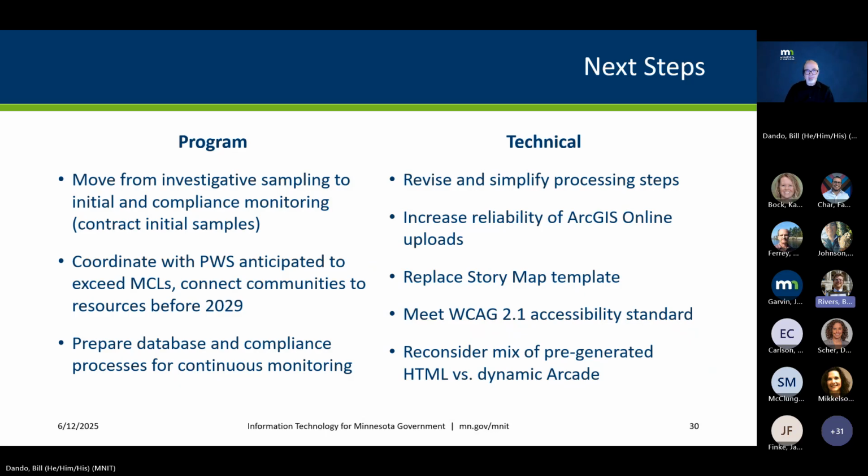Yeah, so from a program side, we're going to move from investigative sampling to initial and compliance sampling. So again, 2027 is kind of when we make that transition. We're currently collecting all those initial monitoring samples via contract. And then once 2027 hits, it'll be on the public water supply or the district engineer to collect those samples. Then we'll coordinate with public water supplies anticipated to exceed those MCLs and connect communities to resources before. And technically this is still correct, 2029. However, we'll probably push that out to 2031 as far as we know.